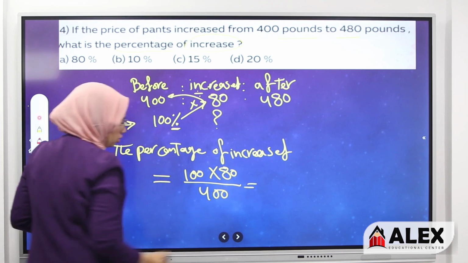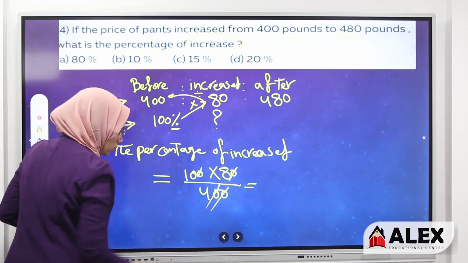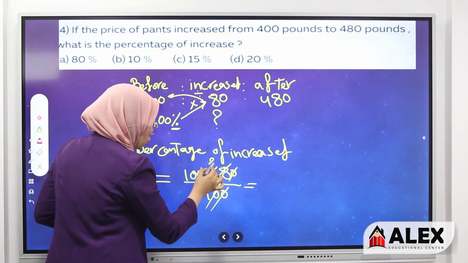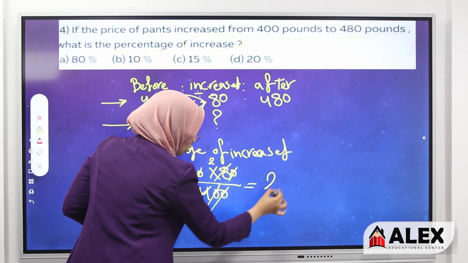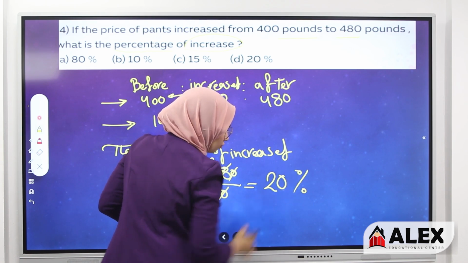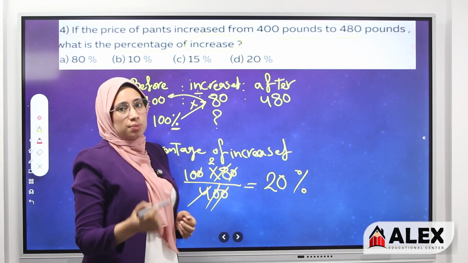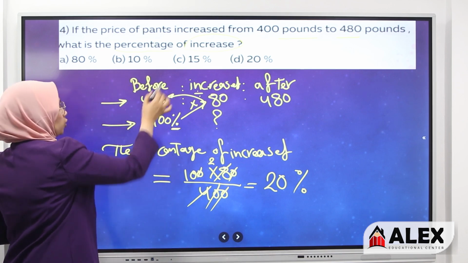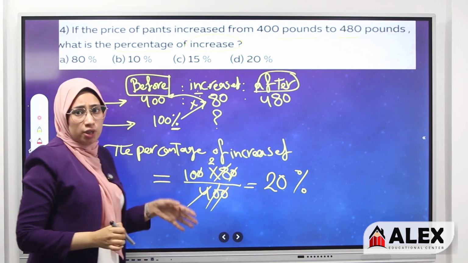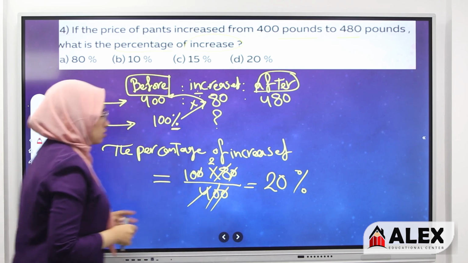Put in your calculator, but here we make like this: 0 with 0 and 0 with 0, cross cross. And 8 divided by 4 equal what? 2. Then the percentage equal 20, and don't forget to put what? The percentage sign. Okay, so the percentage of increase equal what? 20 percent. Okay, we put the percentage sign before and after any operation in percentage, like increase, like discount. Okay, like this.